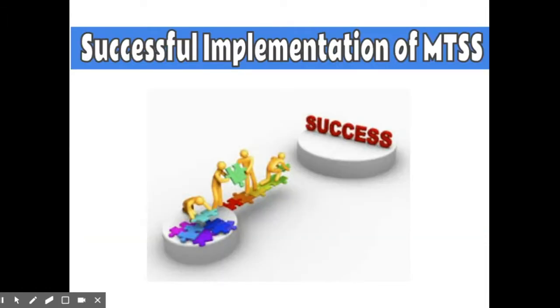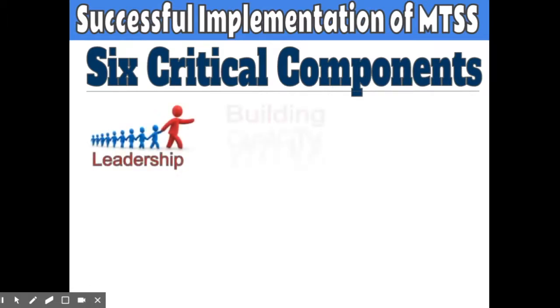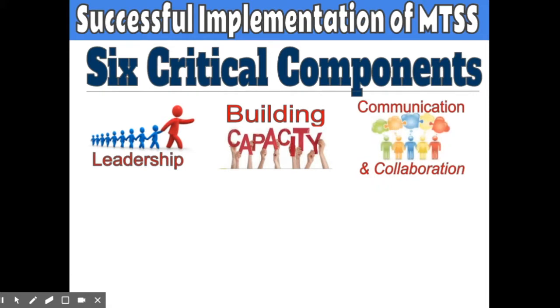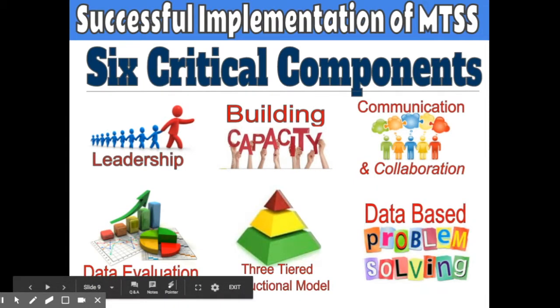There are components that help to ensure successful implementation of MTSS. These are known as the 6 critical components of MTSS. They are essential in providing effective framework for MTSS at the district and school level. They include leadership, building capacity, communication and collaboration, data evaluation, 3-tiered instructional model, and data-based problem solving.